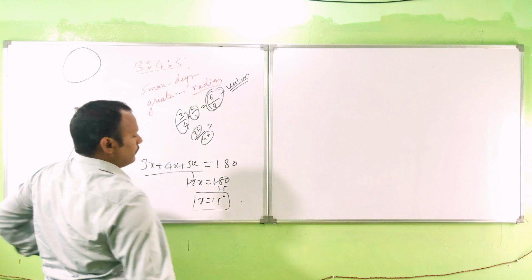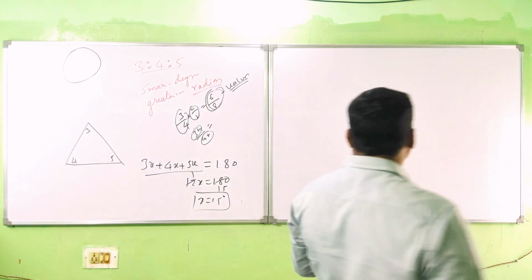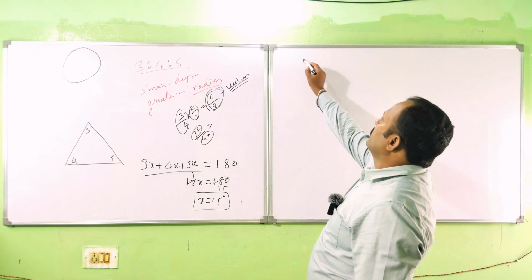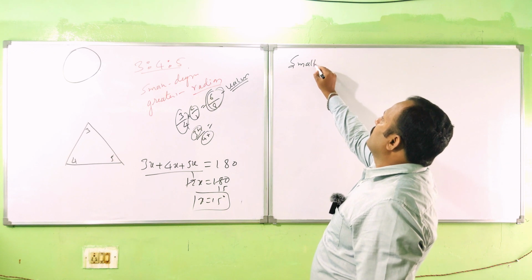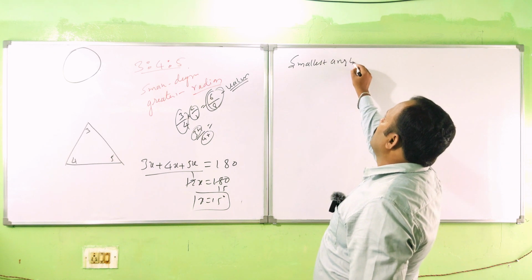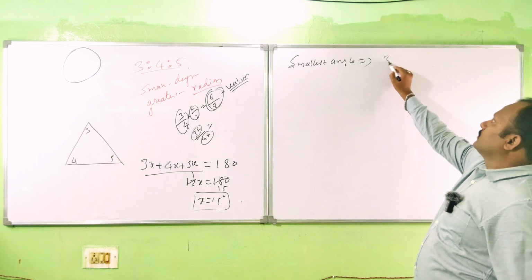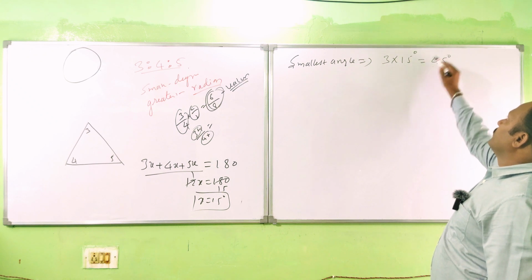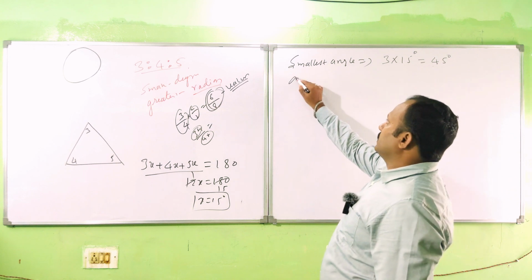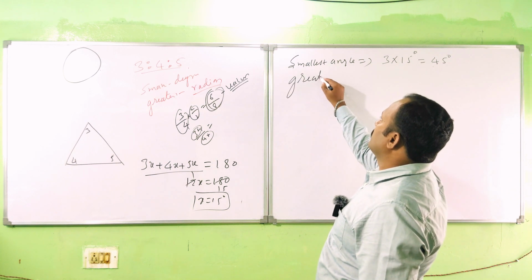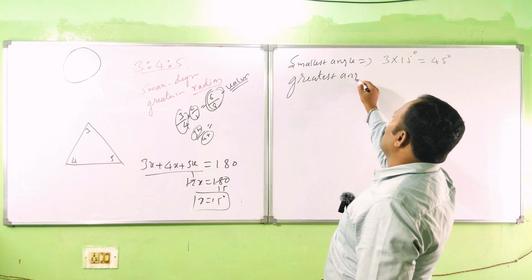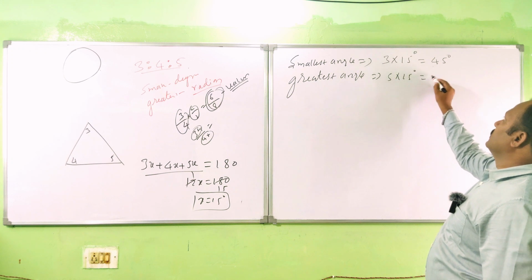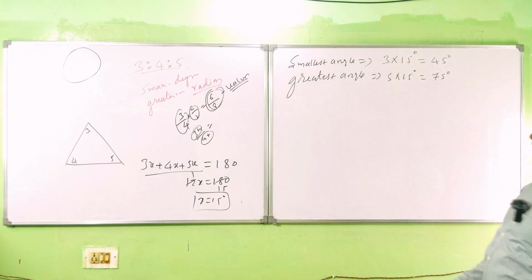You can take the radian or degree. I am taking degree because they ask for the smallest angle. What is the smallest angle? 3 is the smallest ratio. Smallest angle is equal to 3 into 15 degree, which becomes 45 degree. Greatest angle is equal to 5 into 15 degree. This is 75 degree.